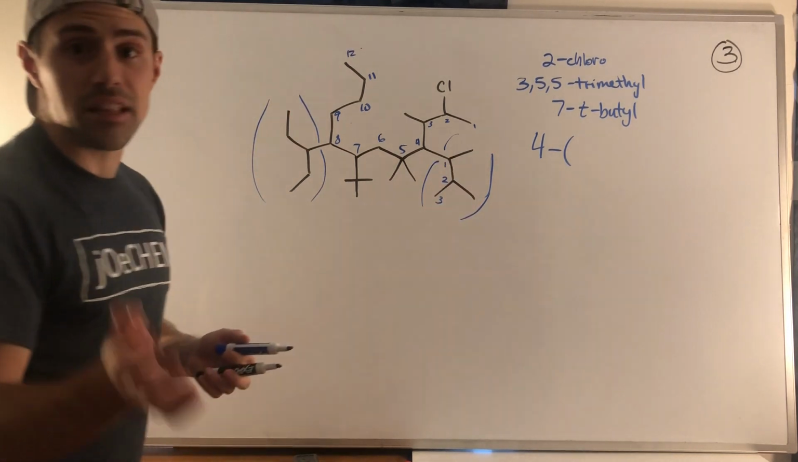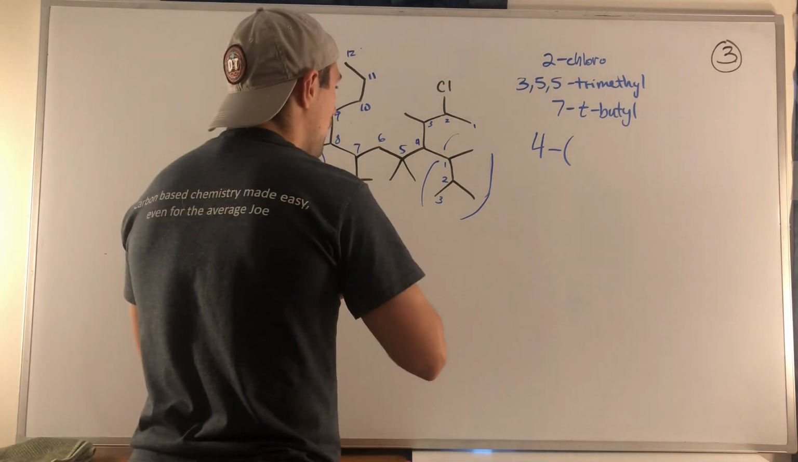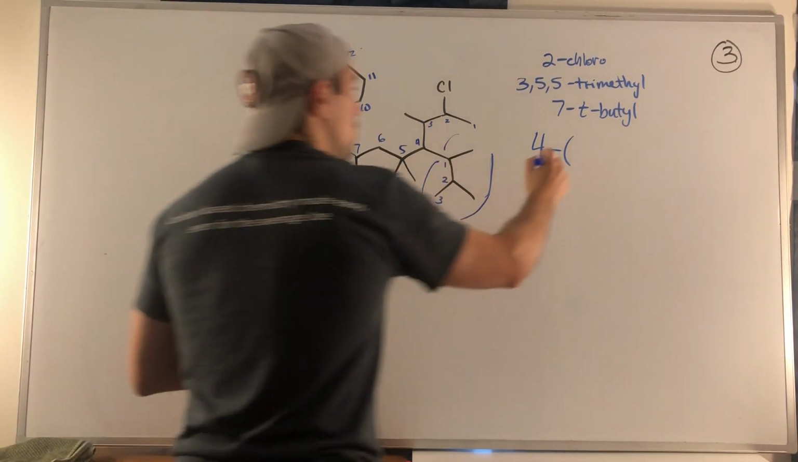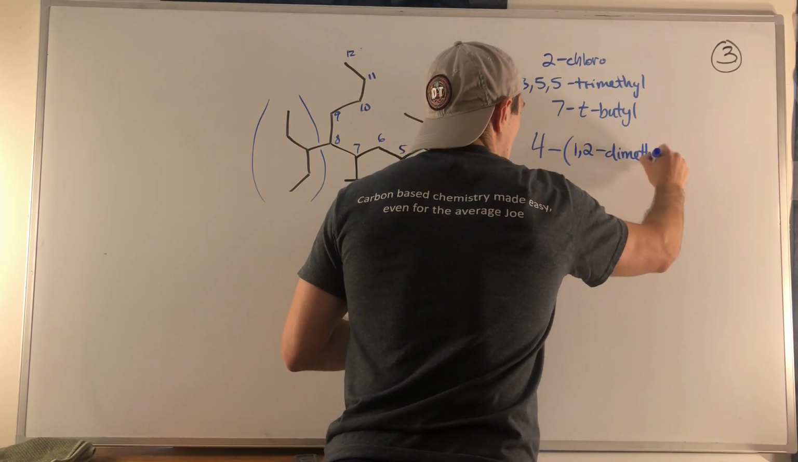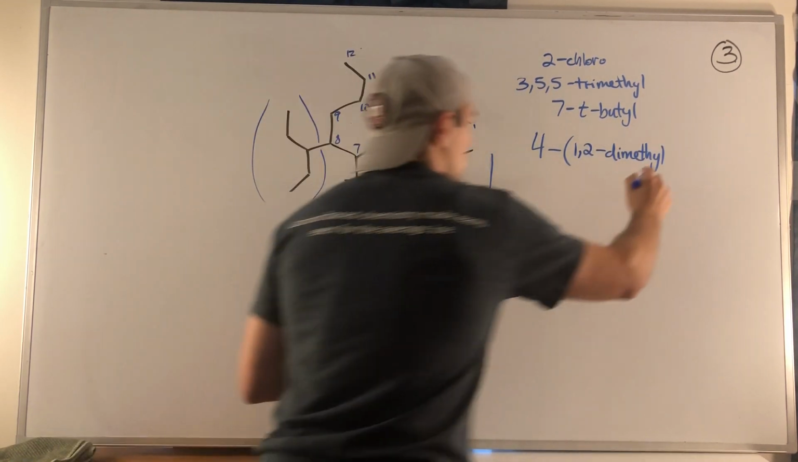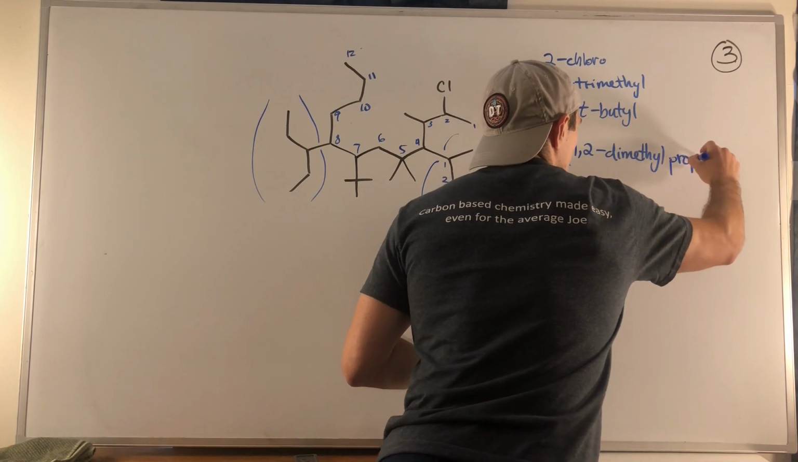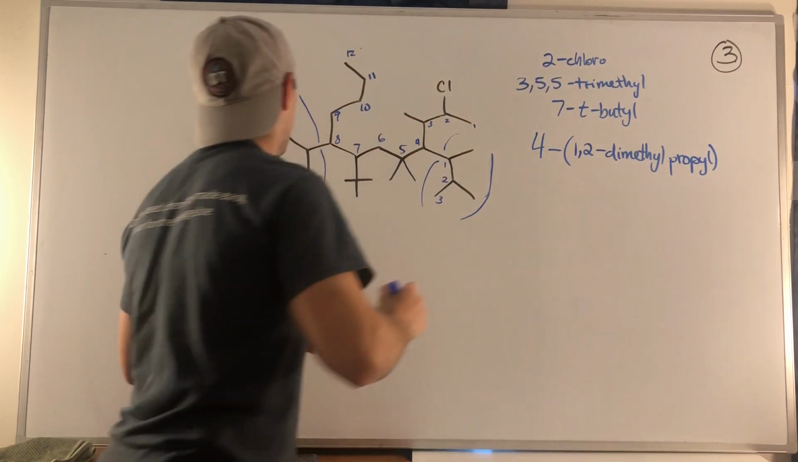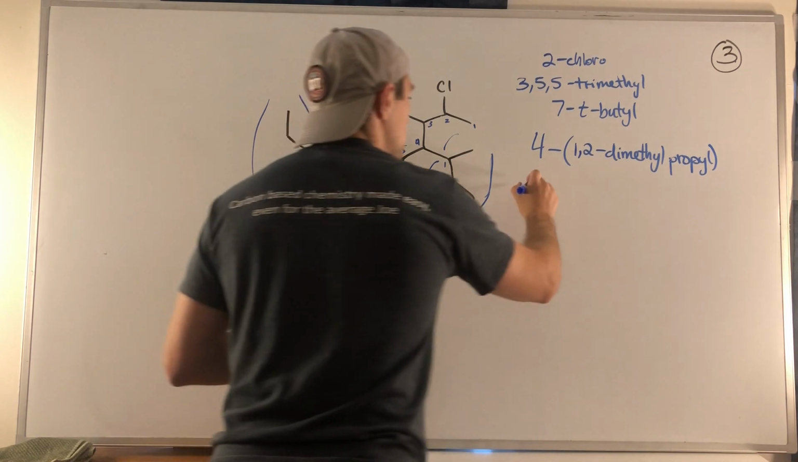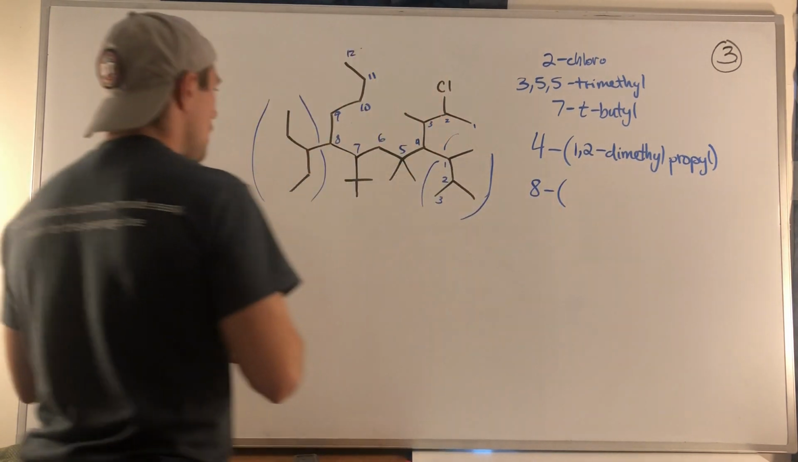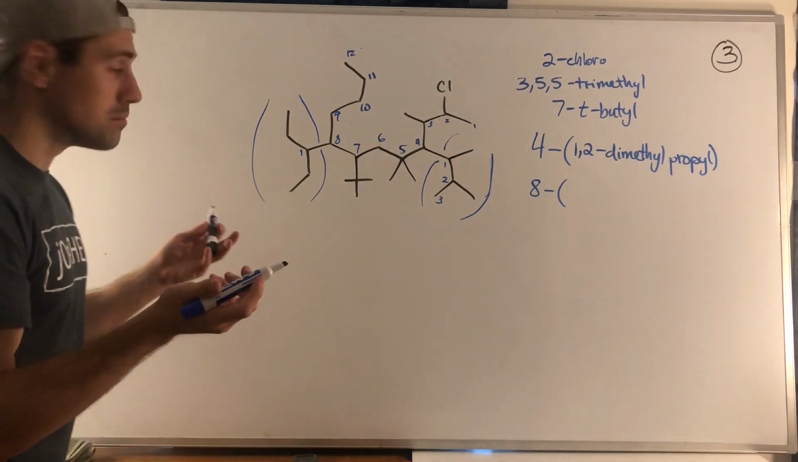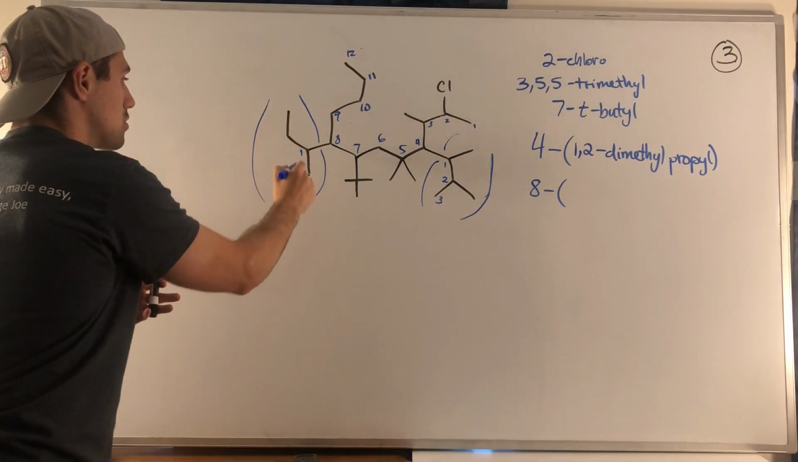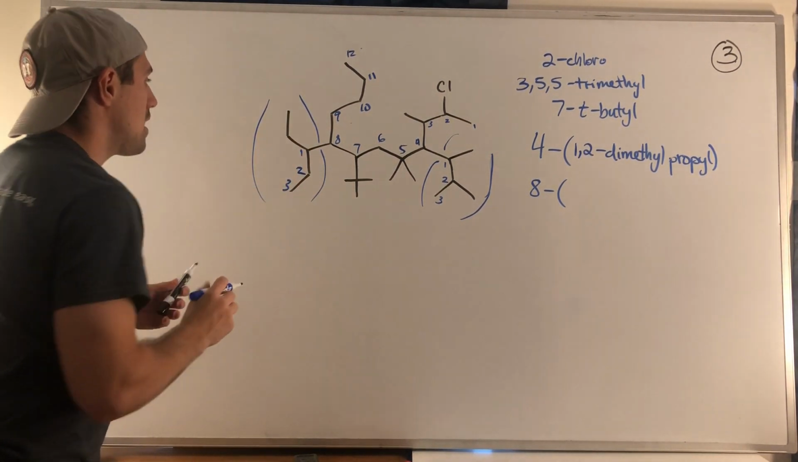And it doesn't matter if I went 2, 3 this way or 2, 3 this way. But just like we did in the previous example, we have a 1,2-dimethyl, and our chain is 3. It's still a substituent, so propyl. Okay? And now on to 8 in parentheses. So we have 1 by default, and now remember, we either go 2, 3 or 2, 3. Doesn't matter which way, they're both the same.